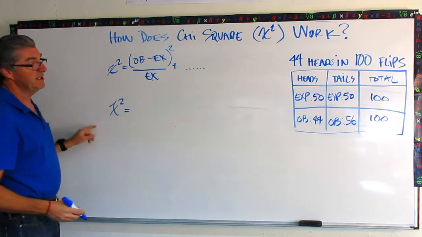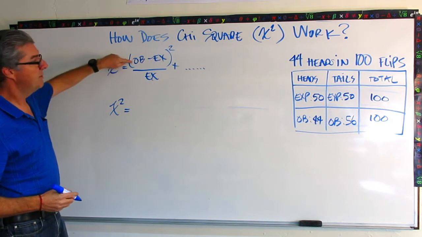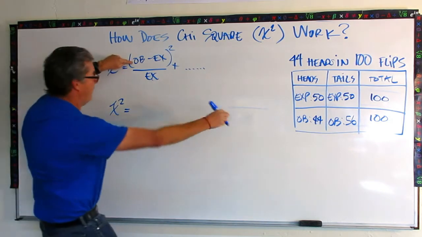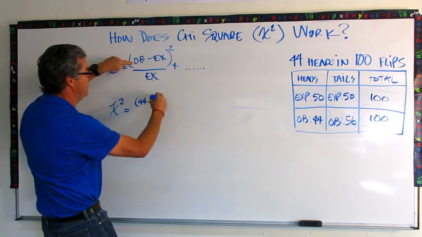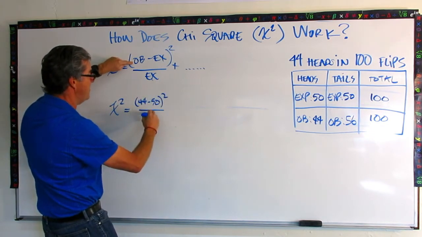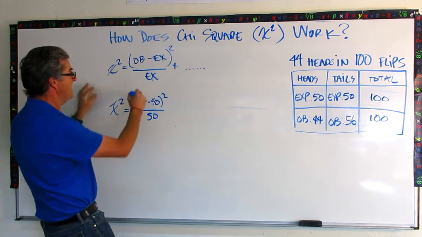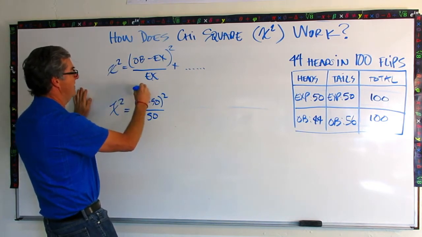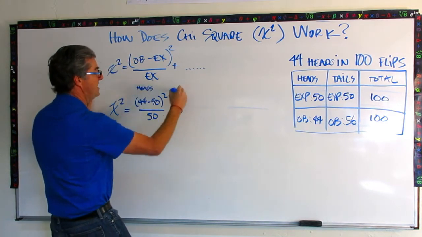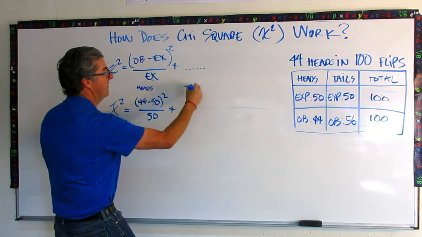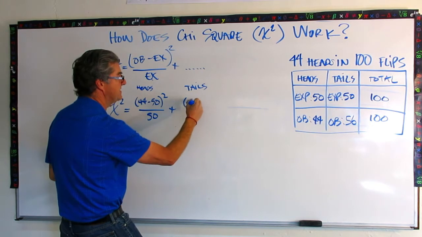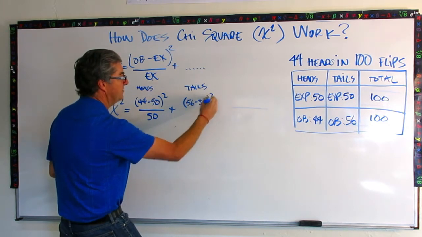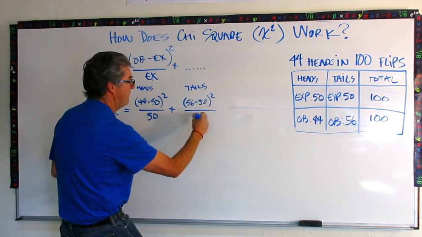Chi-square is going to be, let's do heads first. So observed on heads was 44 minus 50 squared over expected, which is 50. So that's heads right there. Let's do tails. It's a plus. So now it's observed. That's 56 minus 50 squared, again, over 50.